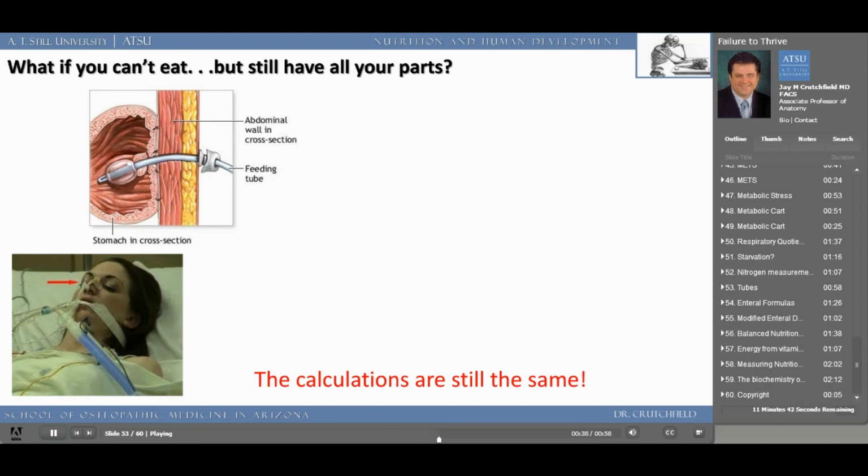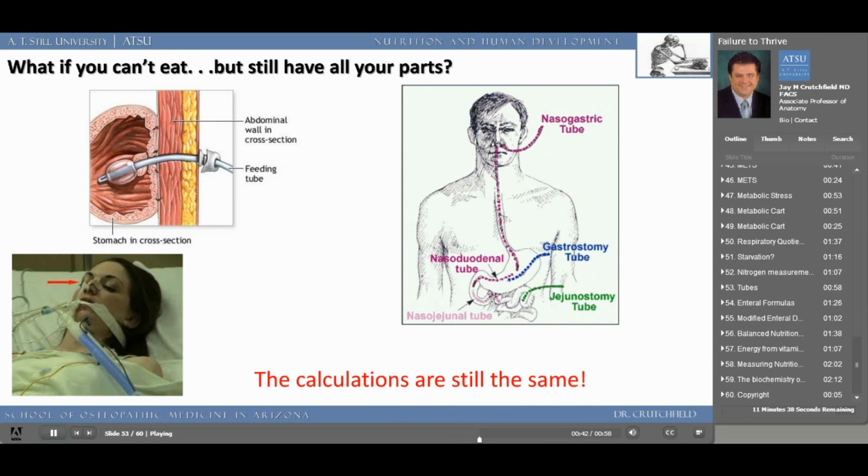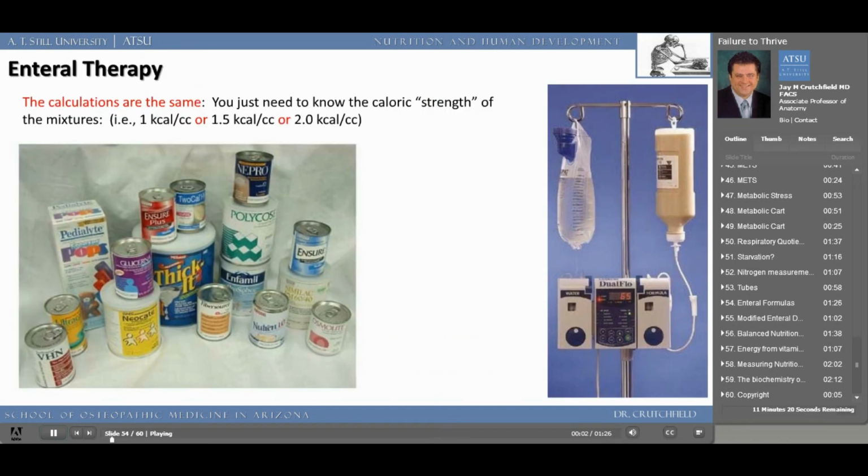If the tube is placed directly into the small intestine, that's called a jejunostomy tube. If it's put from the nose down into the stomach and threaded down into the small bowel, that's called a nasojejunal tube. These are ways which we can give patients enteral feedings through the gut. The calculations are still the same. So once we've calculated the patient's BMR and we know the basal needs, and we've calculated the amount of stress the patient is under, we can pick a formula.